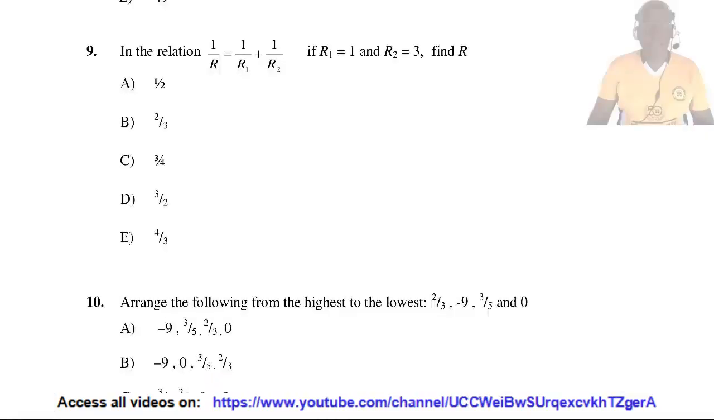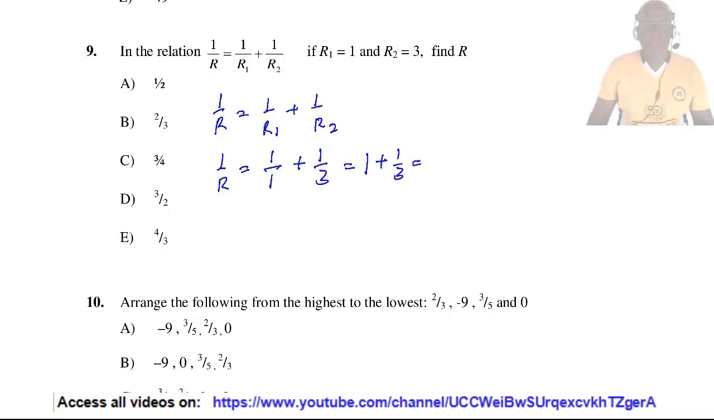Question 9. In the relationship 1 over R equals 1 over R1 plus 1 over R2, if R1 equals 1 and R2 equals 3, find R. Now 1 over R equals 1 over R1 plus 1 over R2. R1 equals 1 and R2 equals 3. So 1 over 1 is 1, plus 1/3, which equals 4/3 as an improper fraction. Therefore, 1 over R equals 4 over 3. Therefore, R equals 3 over 4. Take note that we reverse 1 over R into R, and therefore we have to reverse 4 over 3 to 3 over 4. So the answer is C.